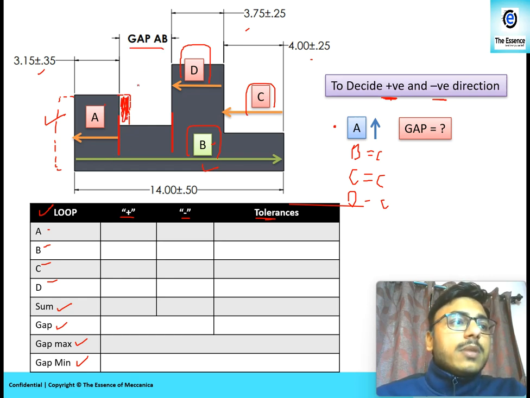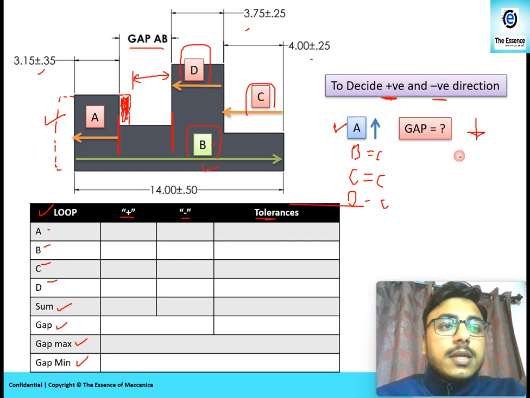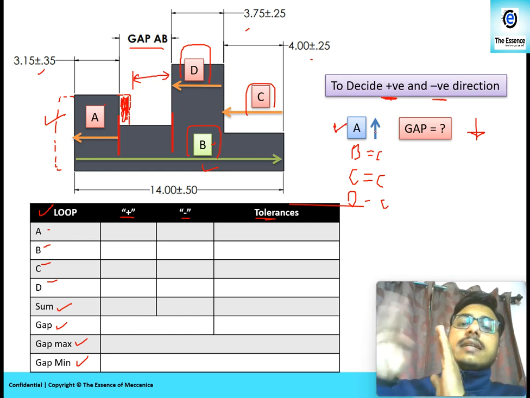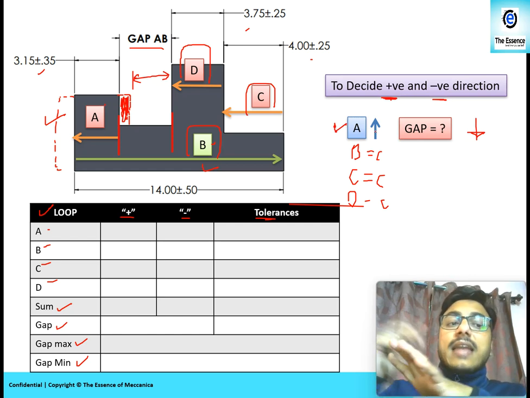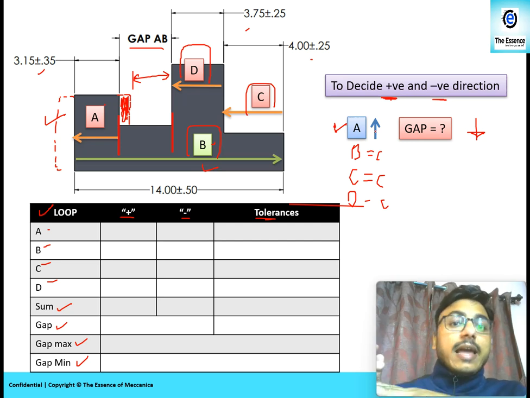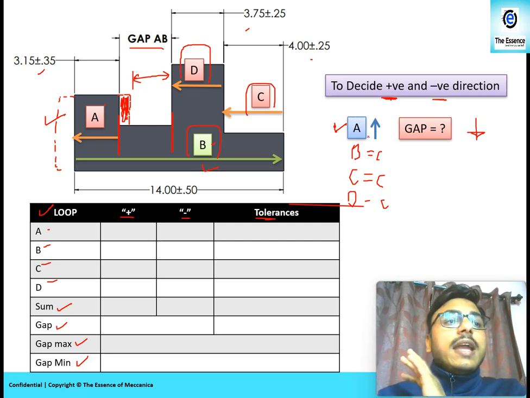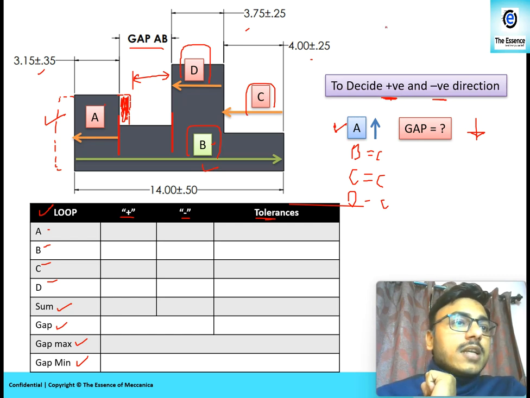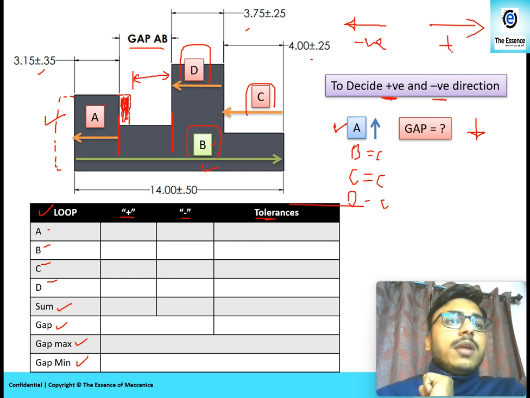So what is happening with the gap? Gap is reducing. So if A increases, gap is reducing. So that direction will be negative. Any dimension that increases and impacts the gap in a negative way, reducing the gap, should be negative. So A direction will be negative. What is the direction of A? A direction is to the right. So this direction will be negative for all, and this direction will be positive.